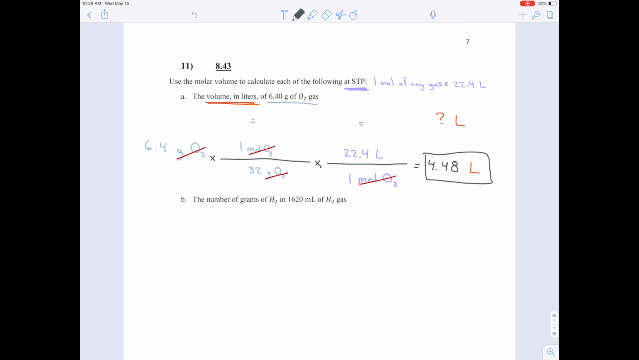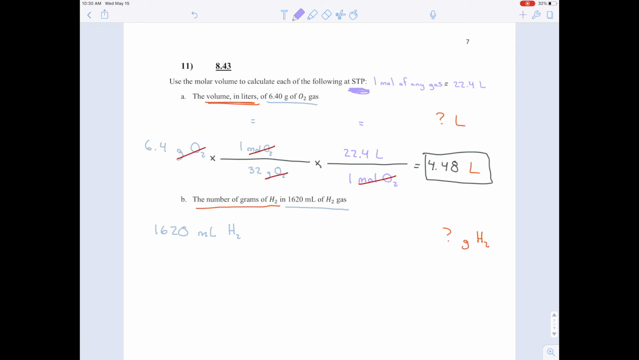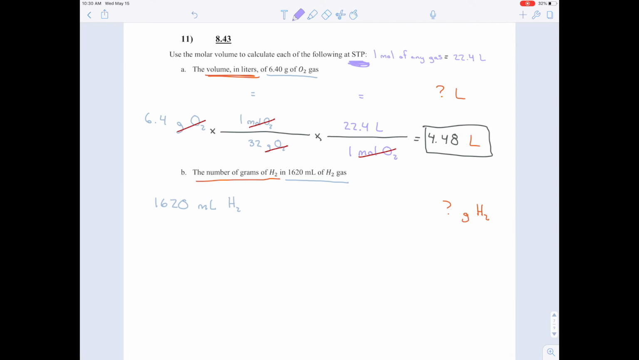Okay, let's try that same procedure again with B. In the case of B, they're asking for the number of grams of H2. And the number they give you is 1,620 milliliters of H2 gas. Now the one key thing that you don't want to forget is that this problem is happening at STP. And because it's happening at STP, we know whatever else happens, that 22.4 liters of this compound will be 1 mole of this compound.